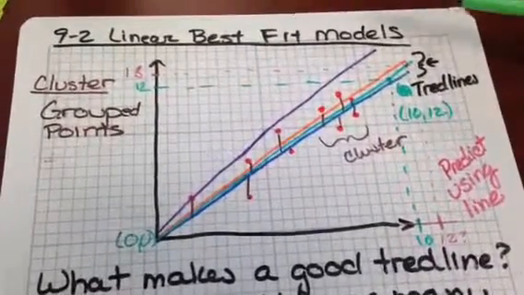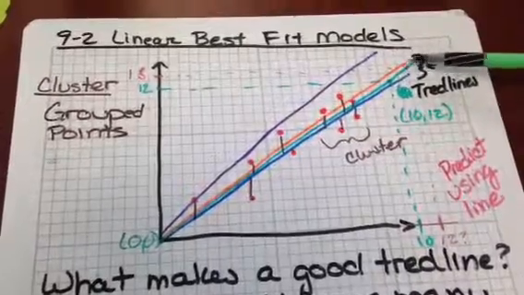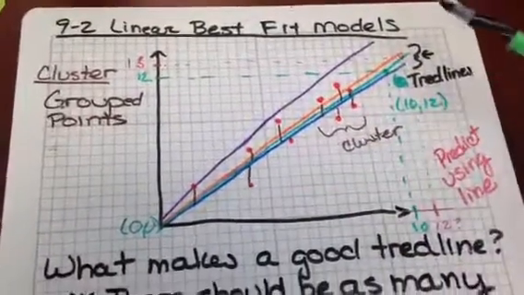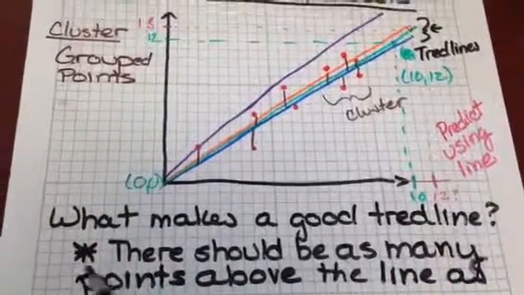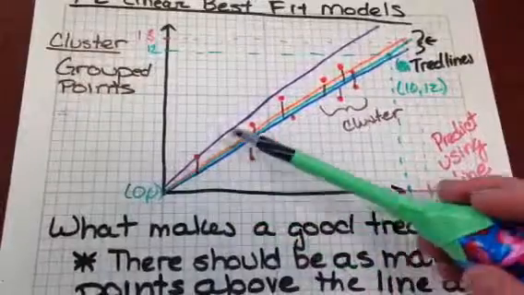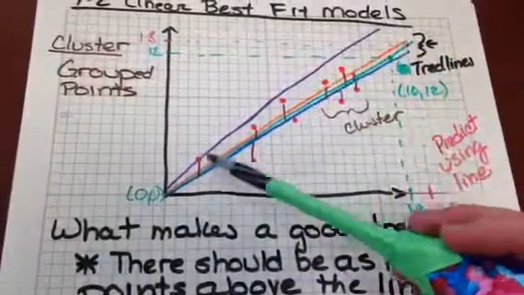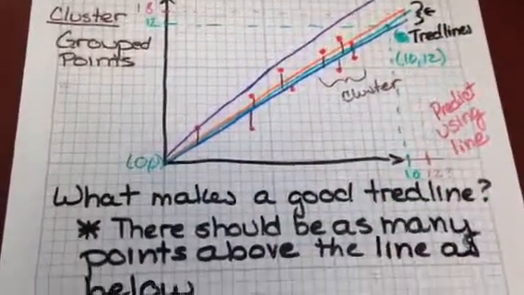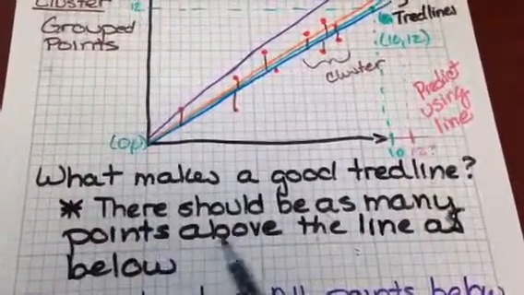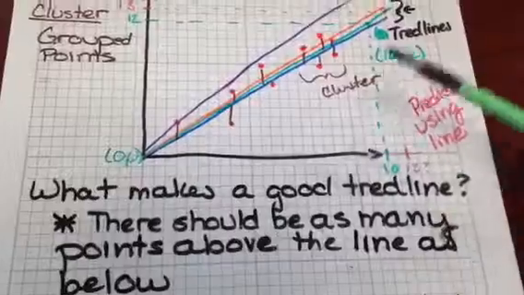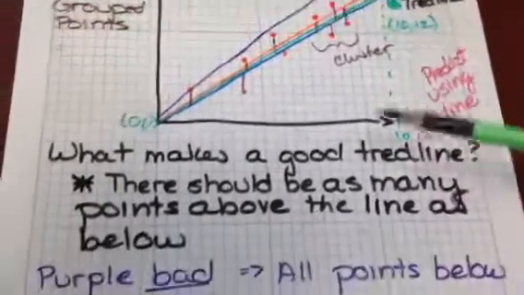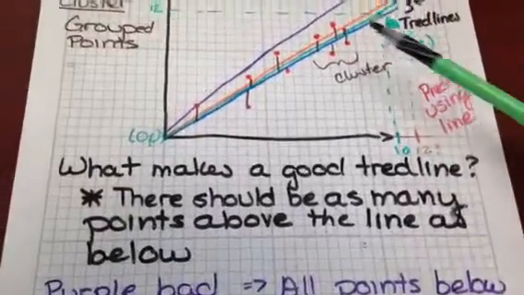Now I have 4 different lines drawn here. I have a purple, an orange, a green, and a blue. And when I take a look at these lines, I need to think about which one of these is going to be a good trend line. Now, if I look at this purple one, all of the points are on or below that line. That is not going to be a good trend line because there should be as many points above the line as I have below. So you see here, the purple line, everything is below. That is not going to be a good one to use.